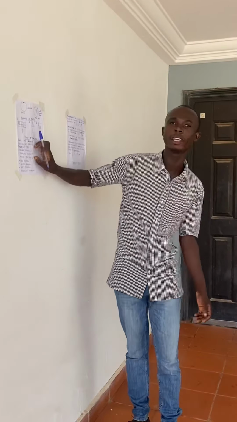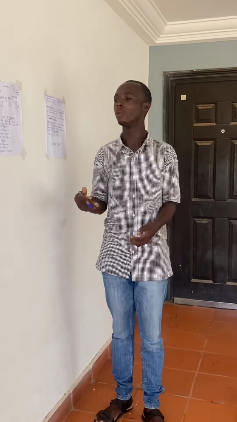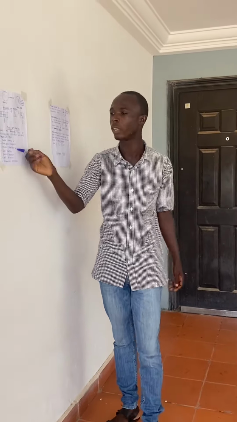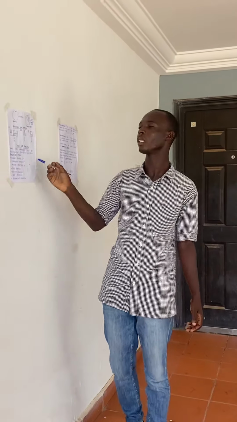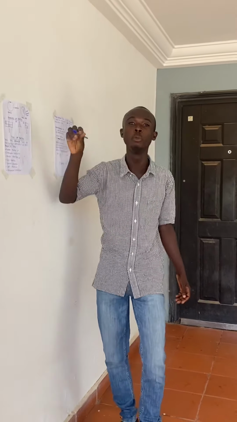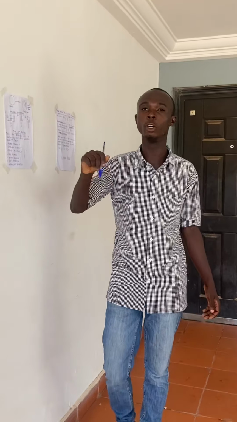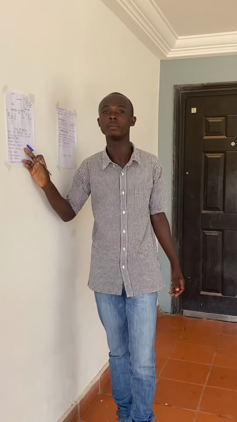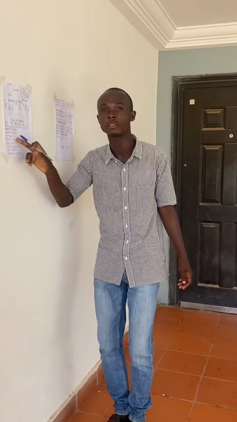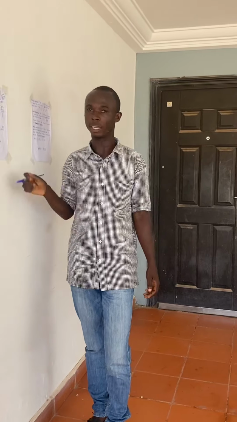But basically, there are 3 main types: proper fraction, improper fraction, and mixed fraction. And we know that for proper fraction, the numerator is less than the denominator. And for improper fraction, the numerator is greater than the denominator. And for mixed fraction, it has a natural number and a proper fraction.